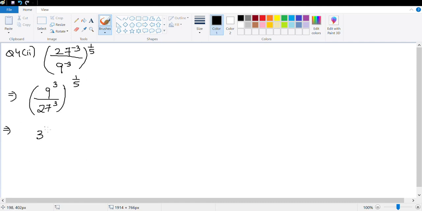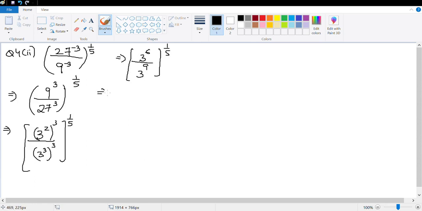9 can be written as 3 square, this is to the power 3, and 27 can be written as 3 cubed, and this is to the power 3, and everything is to the power 1 upon 5. So then this is 3 to the power 6 upon 3 to the power 9 raised to the power 1 upon 5. So this is divided by, which means I will subtract the power, 3 to the power 6 minus 9, to the power 1 upon 5. This is (3 to the power negative 3) to the power 1 upon 5, which means 3 to the power negative 3 into 1 upon 5, which is 3 to the power negative 3 upon 5.